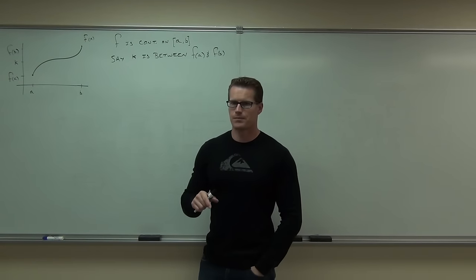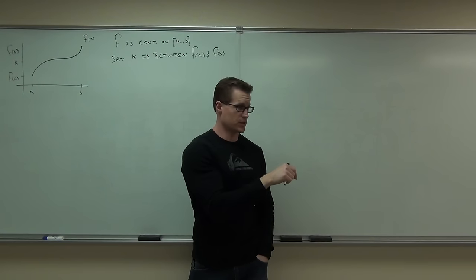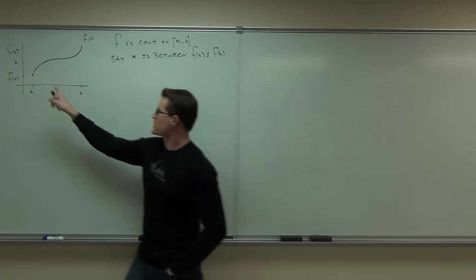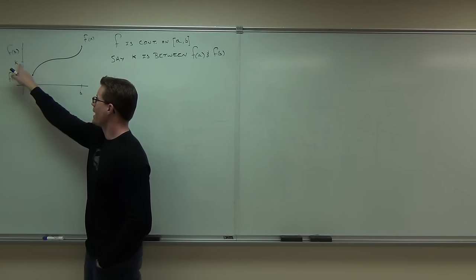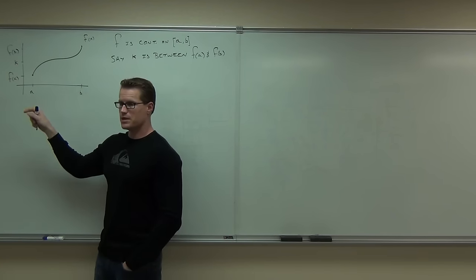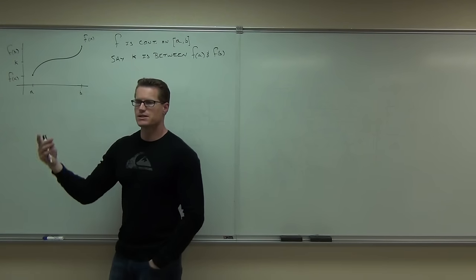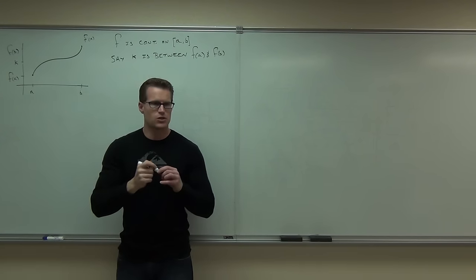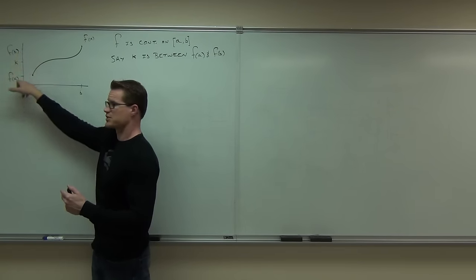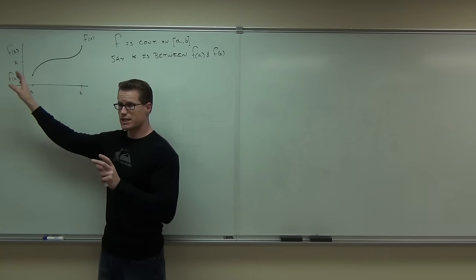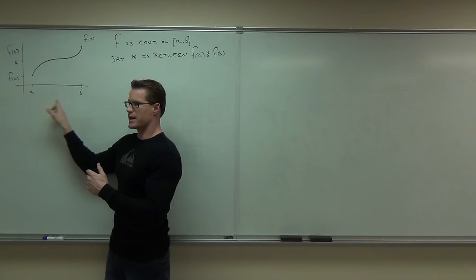Here's my question. If I find the input that gives me this output, will it be between A and B? That's the question. If f is continuous, here's what it says. If you give me any value between f of A and f of B, I can guarantee you that the input that would give me that value lies between A and B.